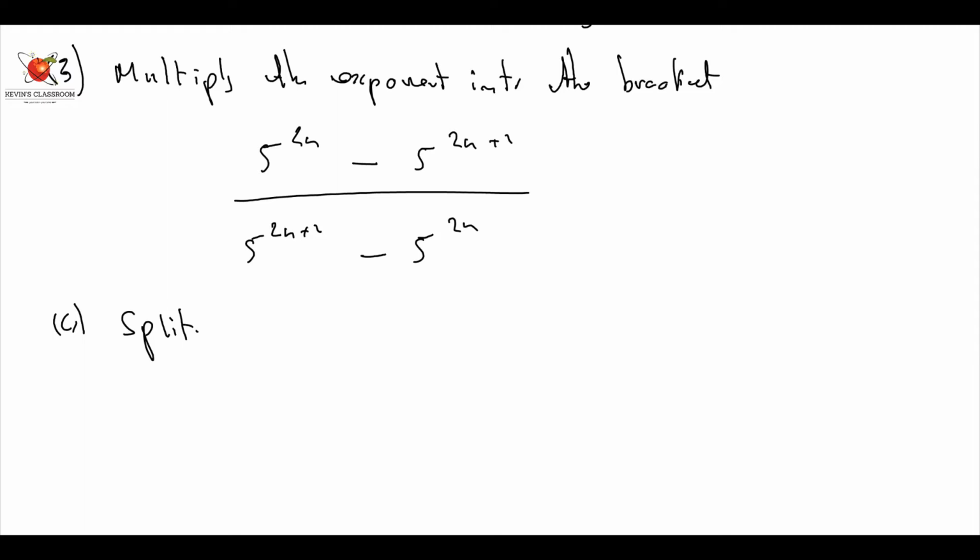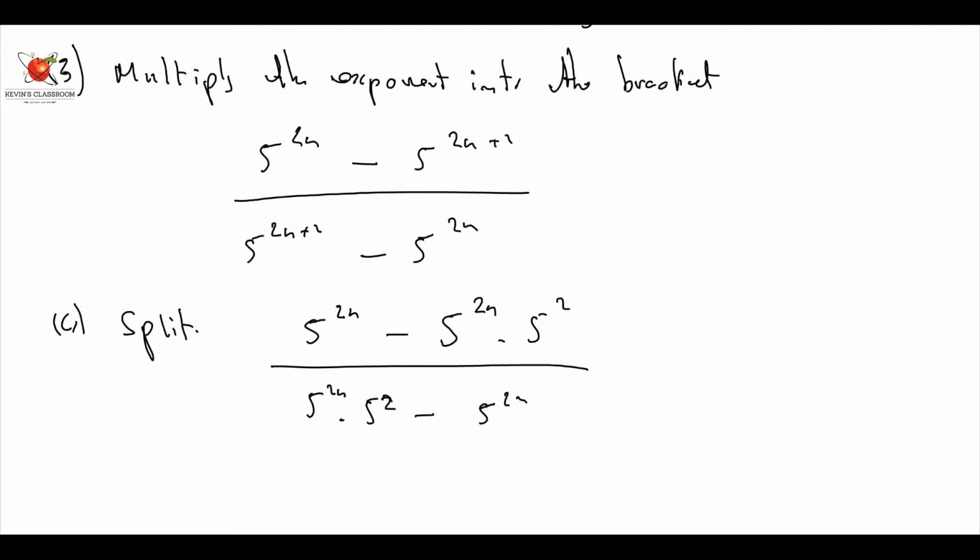So I say, right, this is going to then be 5 to the power of 2n minus 5 to the power of 2n times 5 to the 2, all divided by 5 to the 2n times 5 to the 2 minus 5 to the 2n.